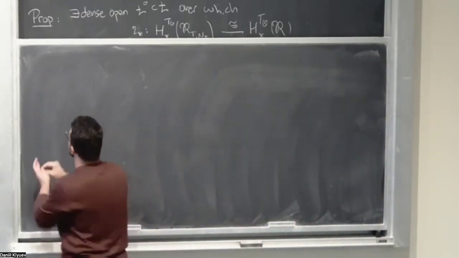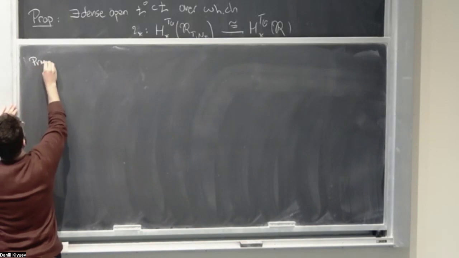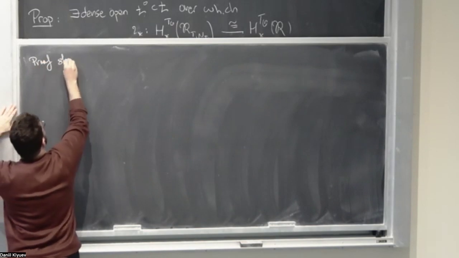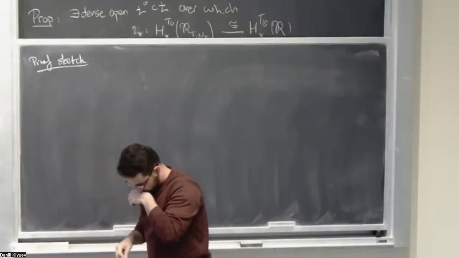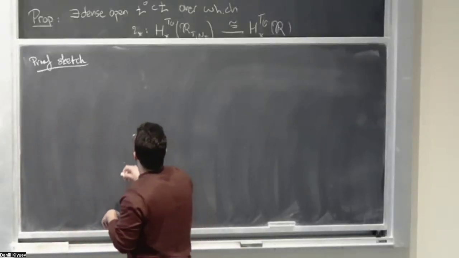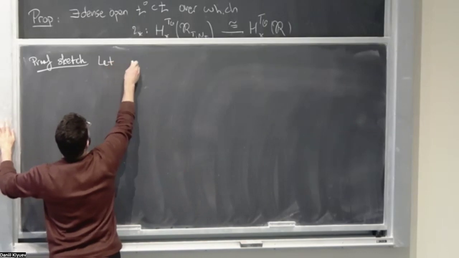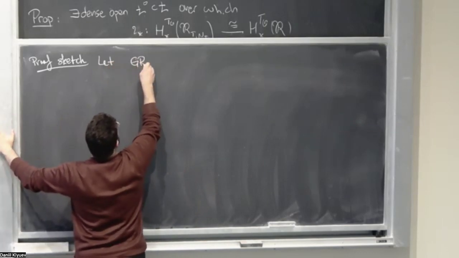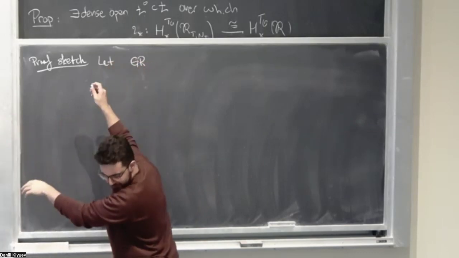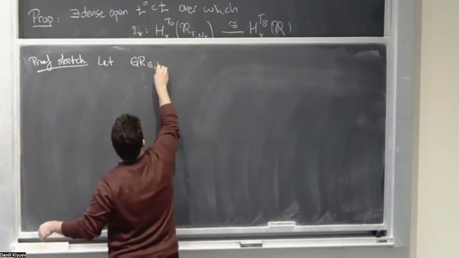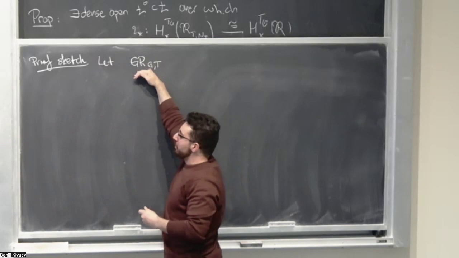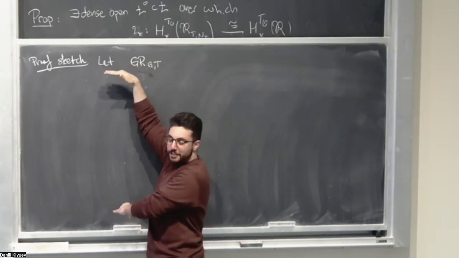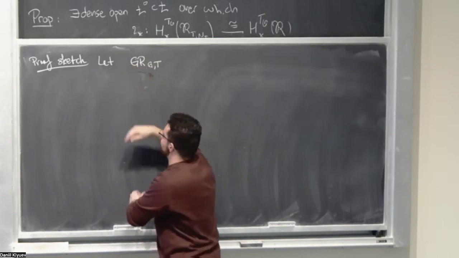So, a sketch of the proof. Let's call it GRGT. This variable only exists within this function in the program, so you can forget it after I finish the proof.